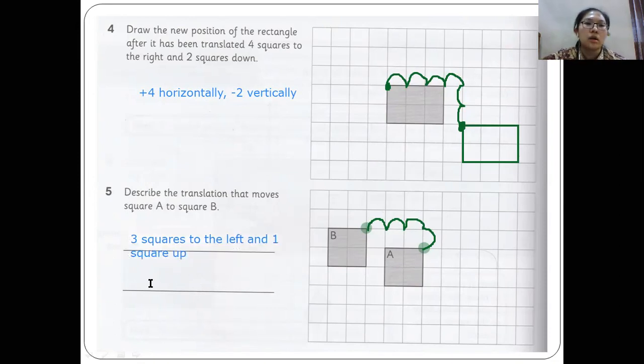Or you can also answer: if it is to the left horizontally, it is negative, minus. So you can say minus 3 horizontally and it's going up. Up means plus. Plus 1 vertically. Okay, both answers are correct. You can either answer 3 squares to the left and 1 square up, or negative 3 horizontally, plus 1 vertically.